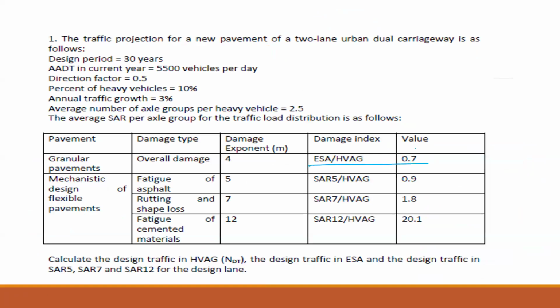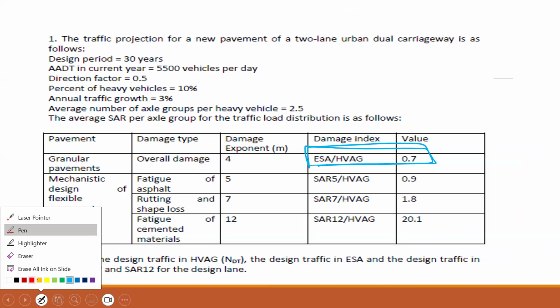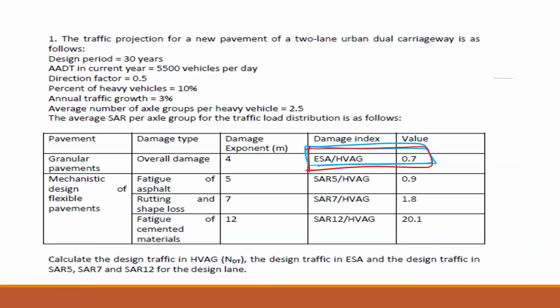So this is our first question. You only have this part, I think, in the tutorial, but the rest is not that hard anyway. Two years ago, we had everything together. Okay, so in this question, they say the traffic projection for a new pavement of a 2-lane urban dual carriageway is as follows. Design period is 30 years. Annual average daily traffic is 5,500 vehicles per day. Direction factor is 0.5. Direction factor means in a road, you can have one-way roads or both ways, two ways. In that case, it will be 50-50, so that is 0.5, 0.5.